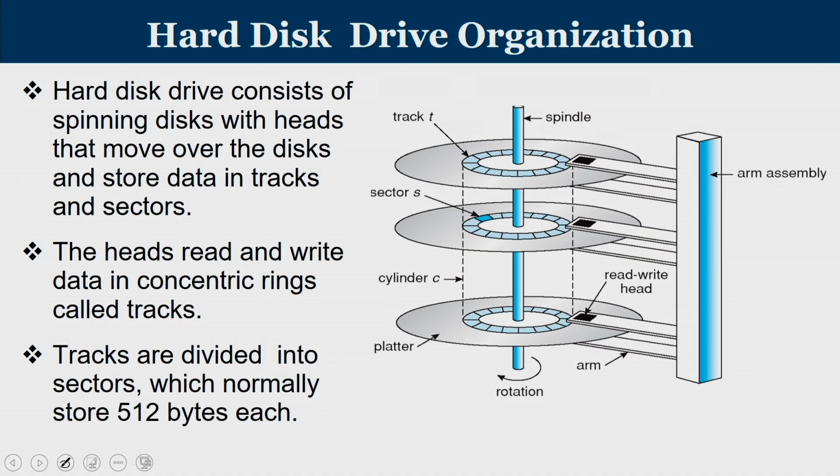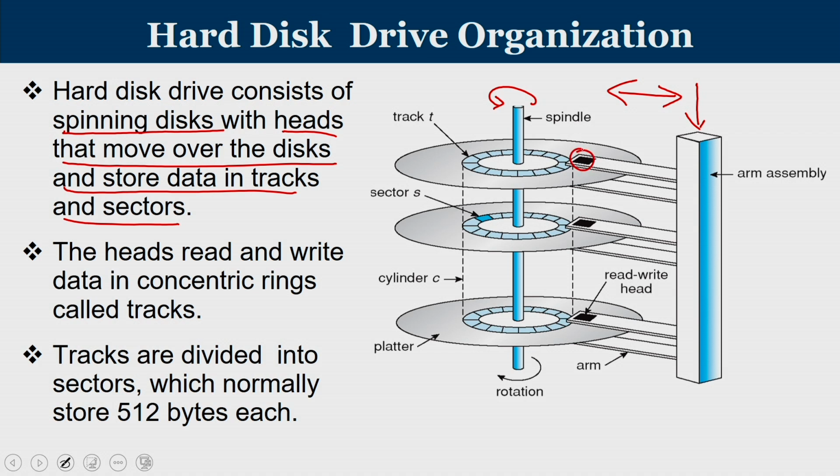The hard disk drive organization basically consists of a spinning disk with heads that move over the disk and store data in tracks and sectors. This is called your arm assembly. This arm assembly can move in this direction, going inside and outside, and the spindle is going to rotate. Due to the rotation of the spindle, the arm assembly, or rather the head, can touch any portion, any track.